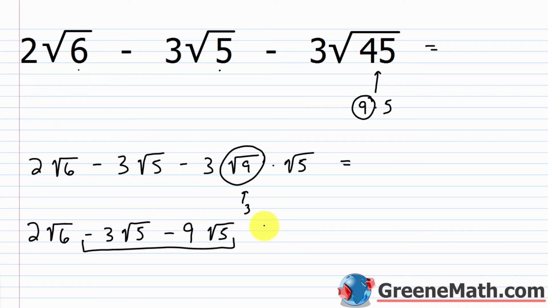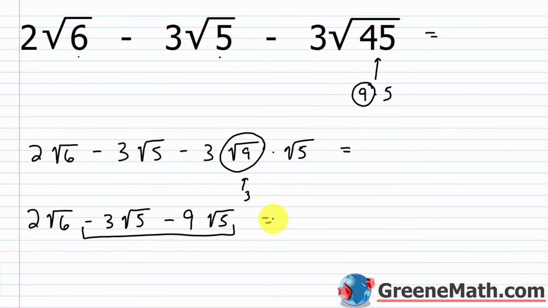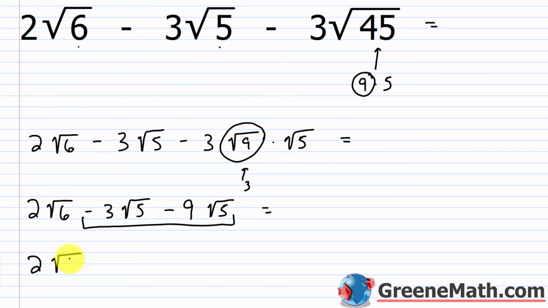These are like radicals. So what we can say is we'd have 2 times the square root of 6, negative 3 times the square root of 5 minus 9 times the square root of 5. You just take negative 3 and subtract away 9. That would give us negative 12. And then it's times that common radical, which is the square root of 5. So we end up with 2 times the square root of 6 minus 12 times the square root of 5.